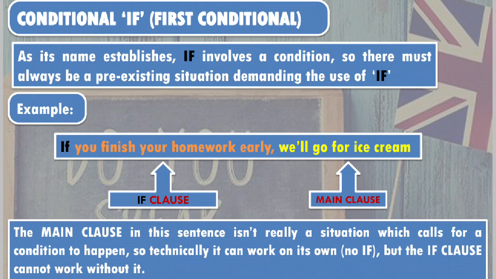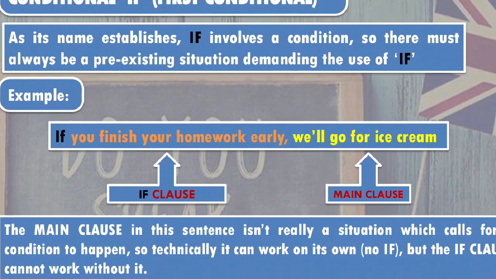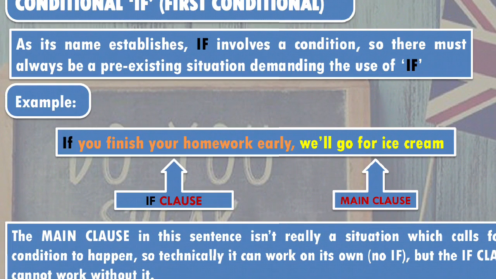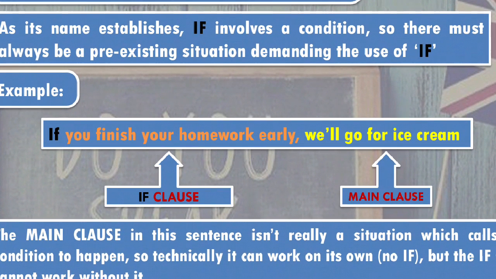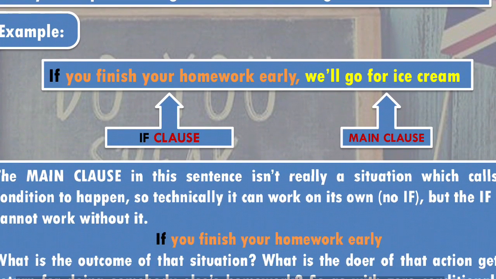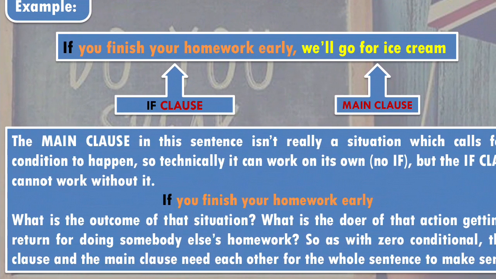As its name establishes, if involves a condition, so there must always be a pre-existing situation demanding the use of if. Como ya hemos hablado anteriormente, este tipo de oraciones necesitan una de la otra, es decir, la cláusula principal necesita a la cláusula if para que la oración completa tenga sentido. Here we have the example, if you finish your homework early, we'll go for ice cream. Si yo remuevo de este tipo de oraciones la primera parte, que sería el if clause, quedaría solamente will go for ice cream. Y mientras que esa oración por sí misma sí tiene sentido, no entra dentro del contexto que quiero representar al hacer uso del if.